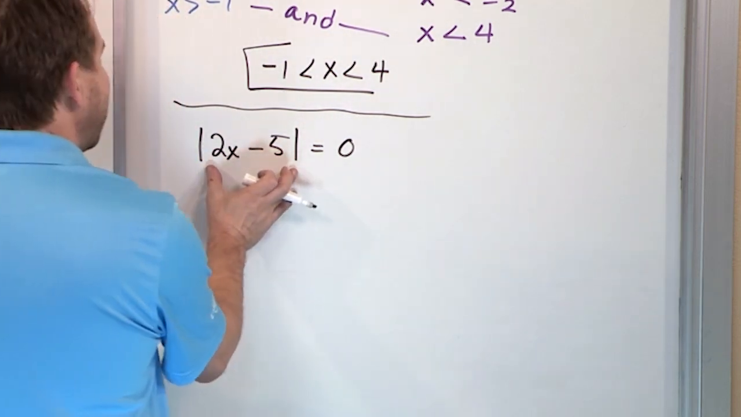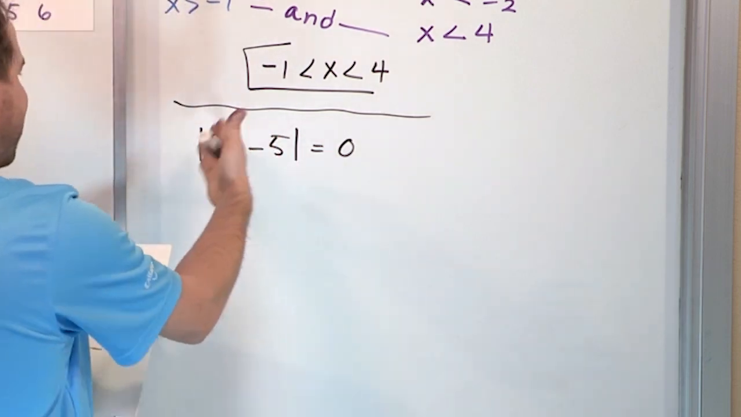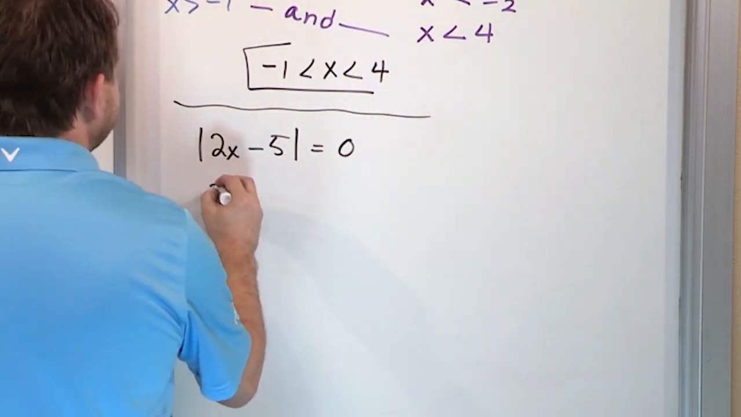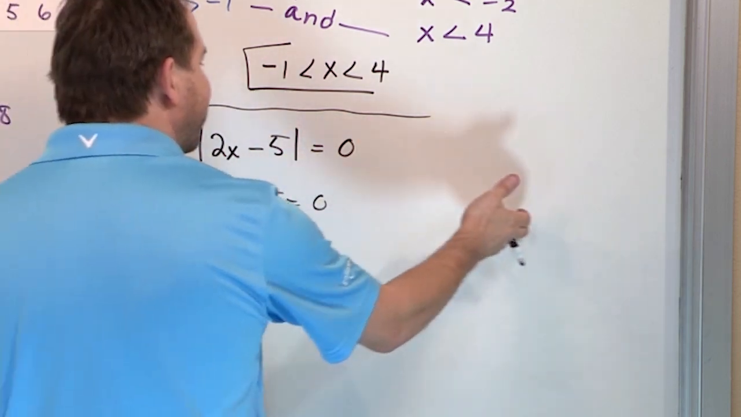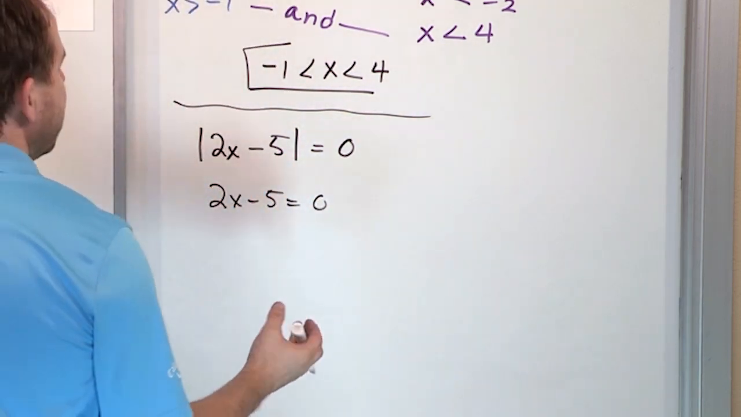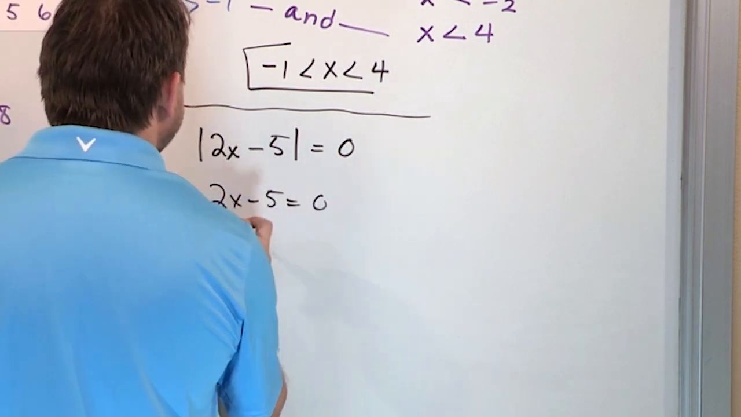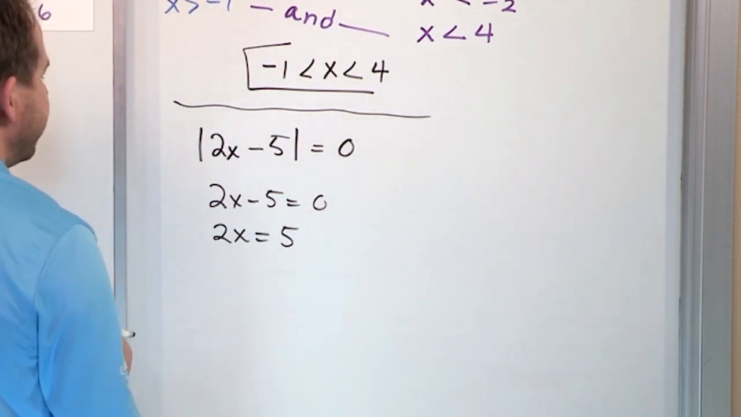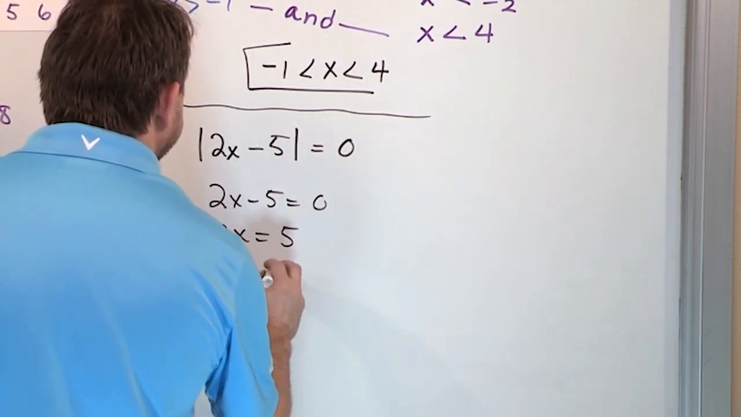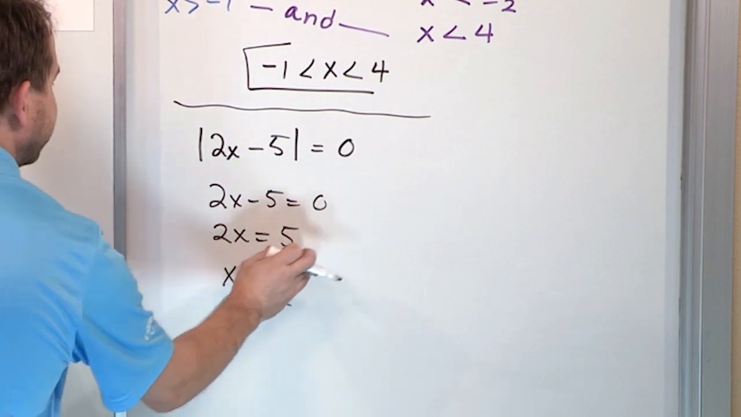When you have an absolute value equal to 0, there's not two different things to pull out of it. Basically, there's only one. 2x minus 5 can be equal to 0. You can't have a negative 0 and a positive 0. There's just one 0. So there's only one equation. Move the 5 over, making 2x equals 5, just by adding 5. And then x is going to equal 5 halves, because we divide by 2, divide by 2.